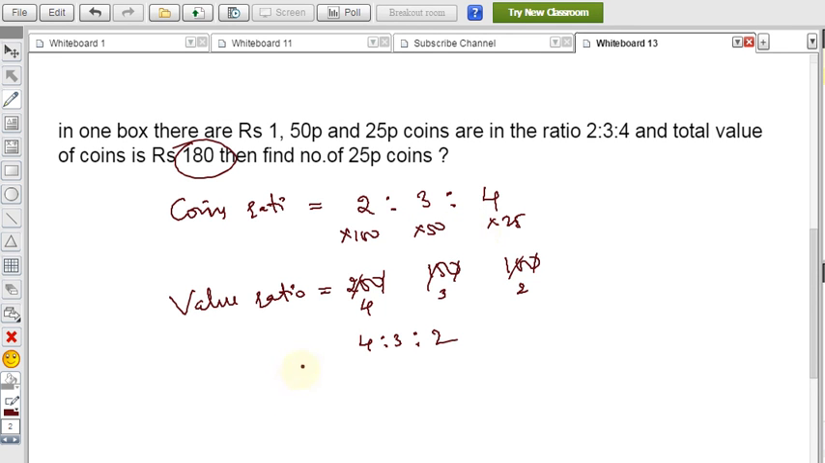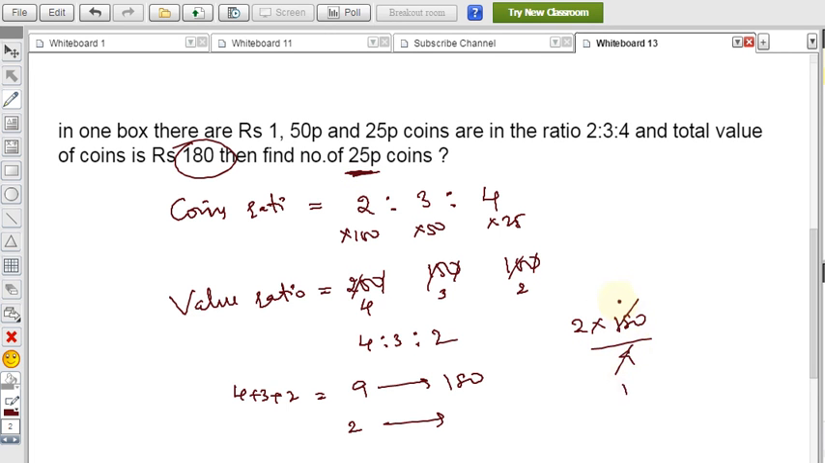25. Now according to the problem, the sum cost is 180. That is 4 + 3 + 2, which is 9 parts. If it is 180 for 9 parts, then for 2 how much? Because 2 is 25 paisa. We are asking the number of 25 paisa coins. So 2 × 180/9, that is 40.